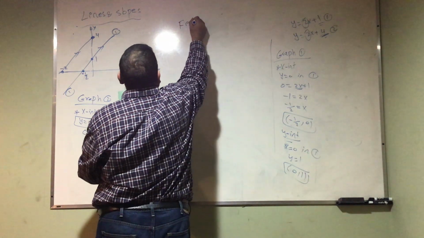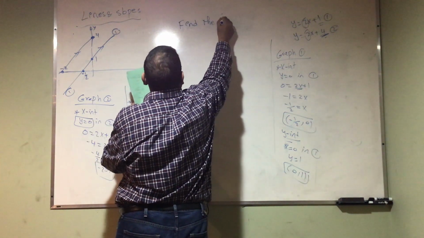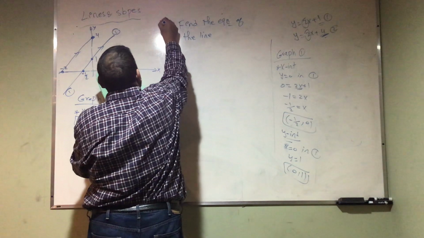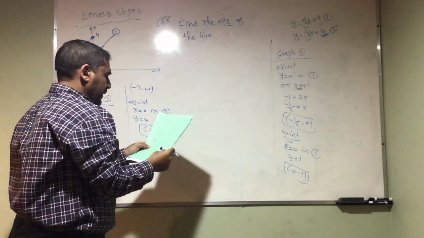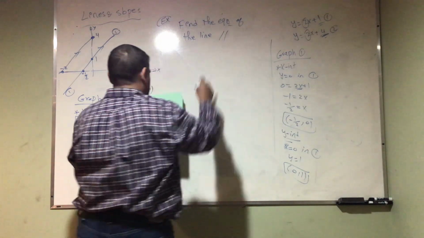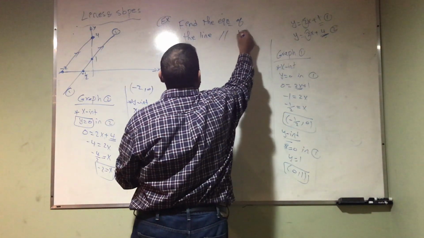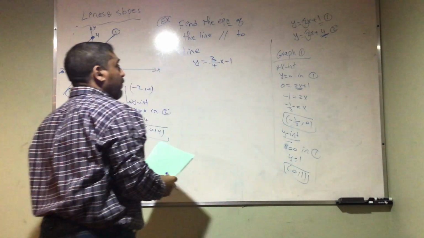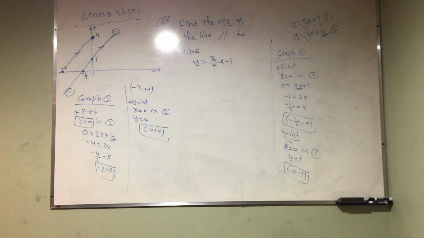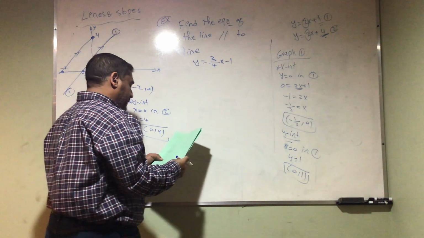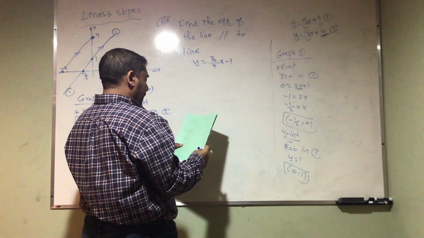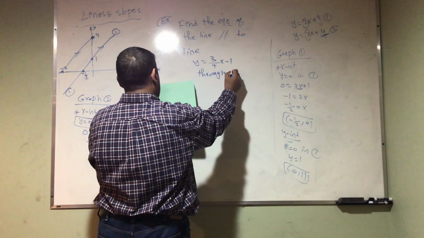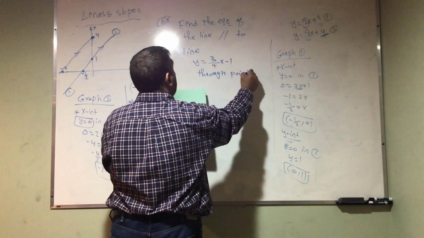Here's the example: find the equation of the line. I need to find the equation of the line parallel to the line y equals 3 over 4x minus 1. All right? That's the first piece of information. The second piece of information they tell you is the point (2, 5).